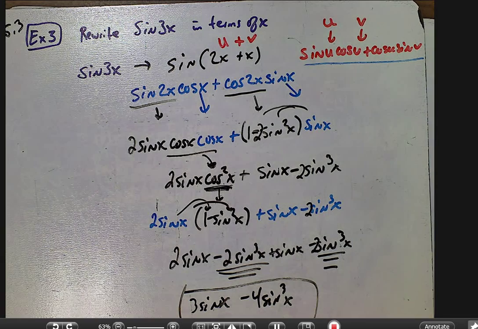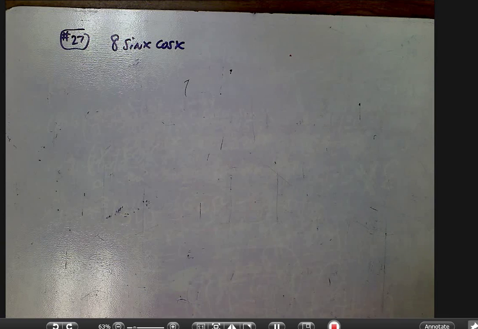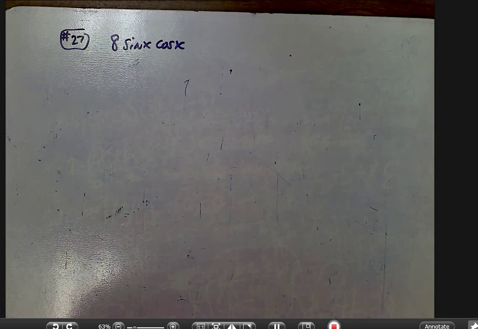Kind of challenging. The next one's not quite as long as the one you're going to try on your own, see if you can figure it out. 8 sine x cosine x. Your job is to write that only in terms of sine of x. See if you can figure it out.